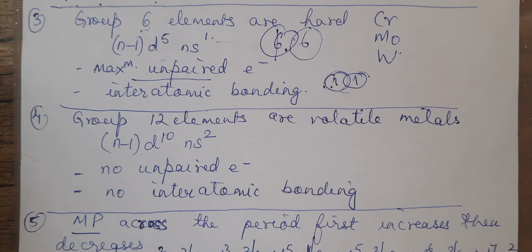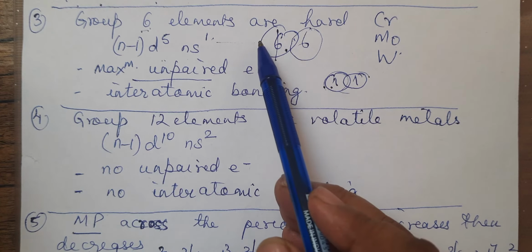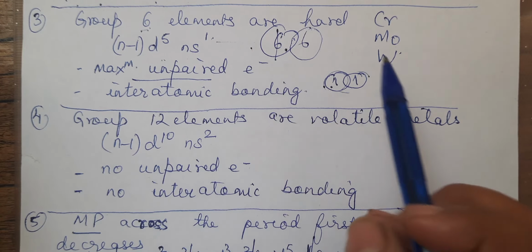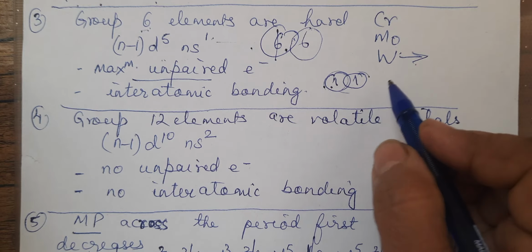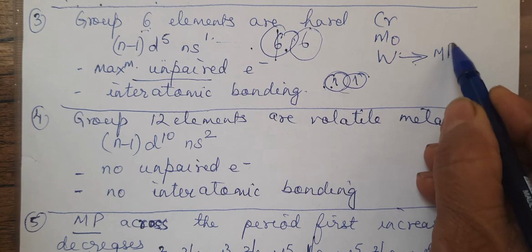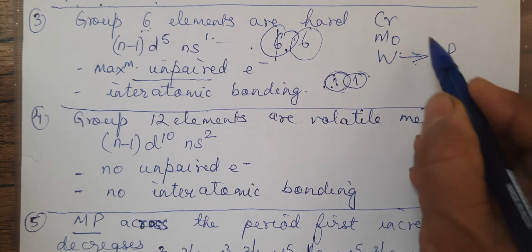So they are hard. Or you can be asked like this, group 6 elements, they have high melting point. Or you can also be asked, why is tungsten used in filaments? Because it is having high melting point. Why do they have high melting point? Now you know they have the maximum number of unpaired. The more the number of unpaired electrons, the more are the chances of interatomic bonding, the harder it will be.